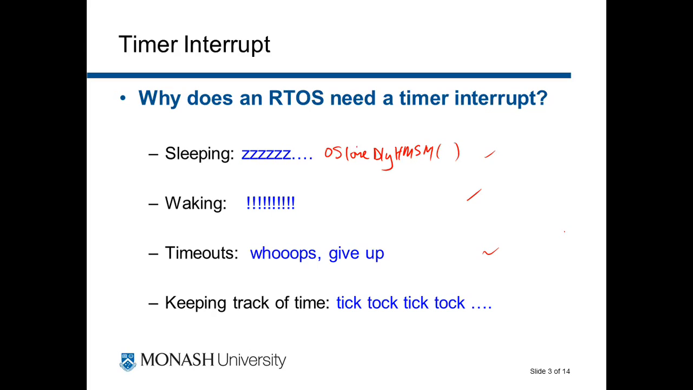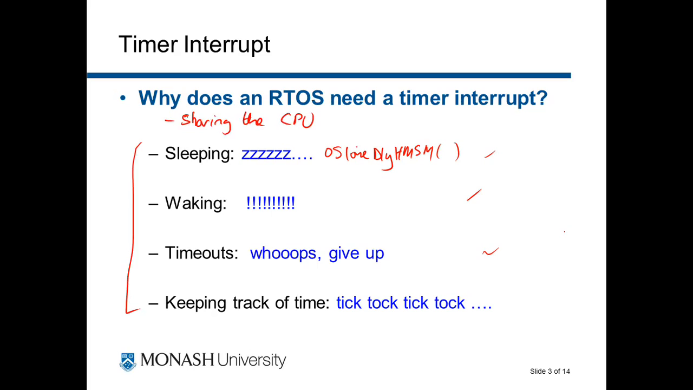Speaking of time, you can actually use it to keep time and write a clock. But really what I should say is, we've got all these answers here. The key answer to me is, why does an RTOS need a timer interrupt? This is for sharing the CPU, which is what we've talked about before.